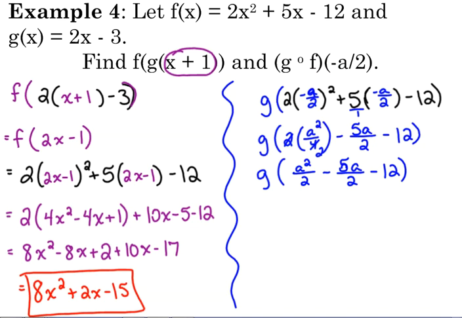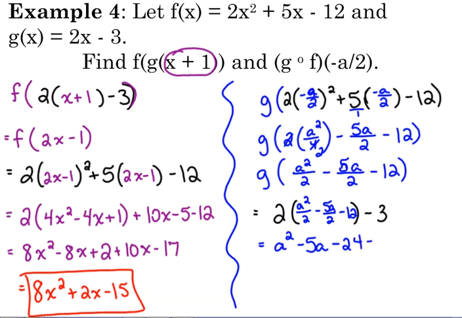All right, now we've got to plug that whole thing into g, which is not bad because g is just 2 times minus 3. We need to distribute the 2. So the 2's cancel. We just get a squared. Distribute the 2. The 2's cancel. We get minus 5a. 2 times negative 12 is negative 24. And so we get a squared minus 5a minus 27.